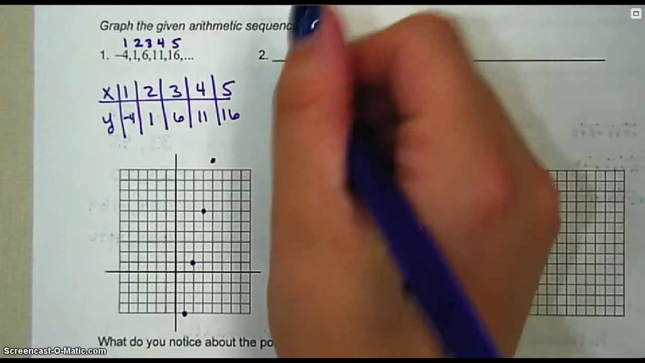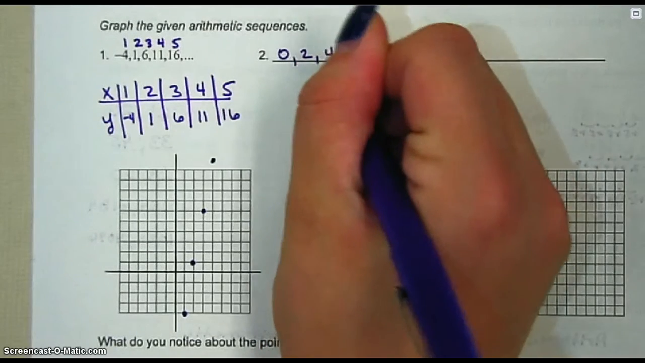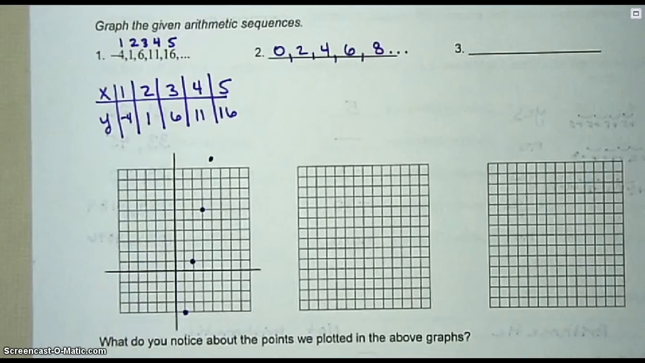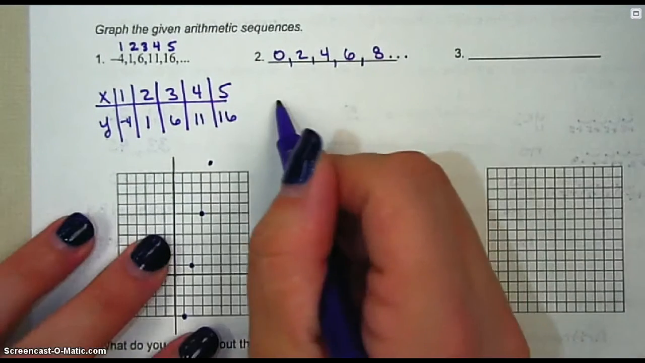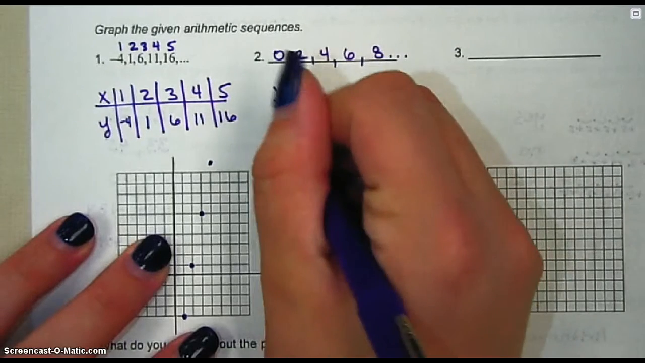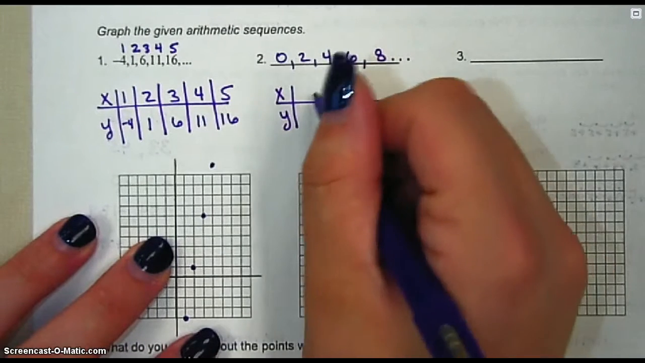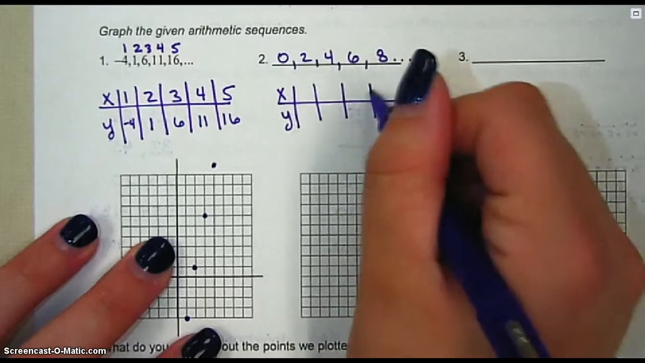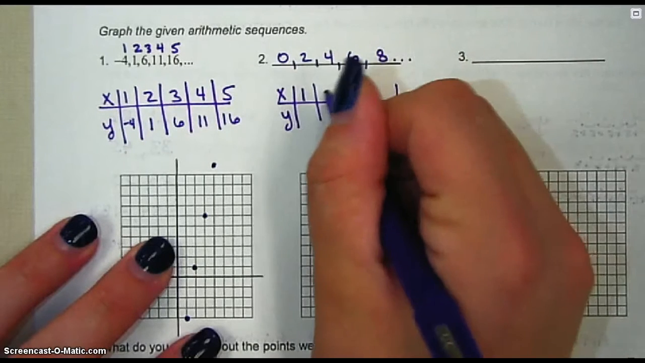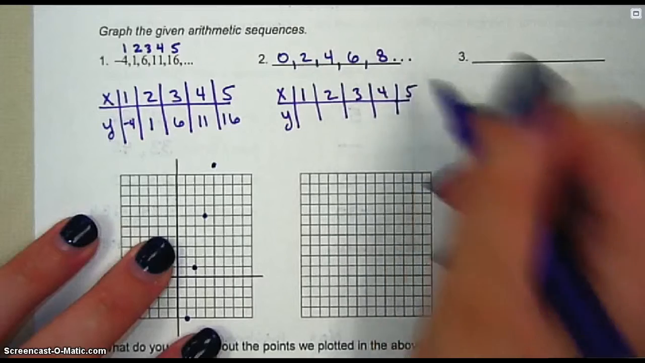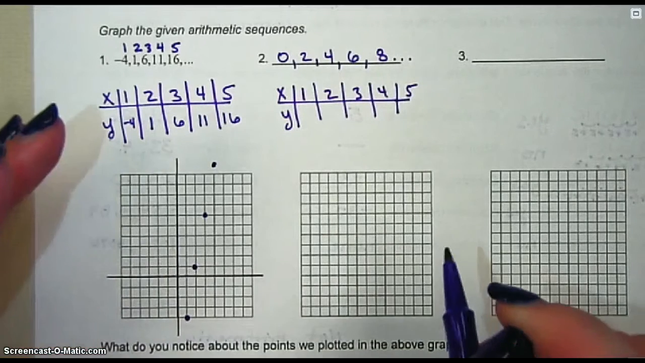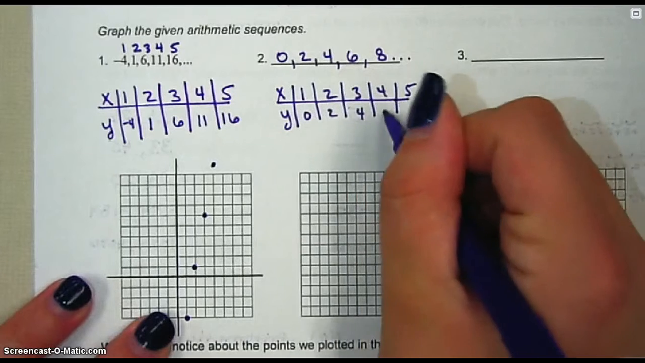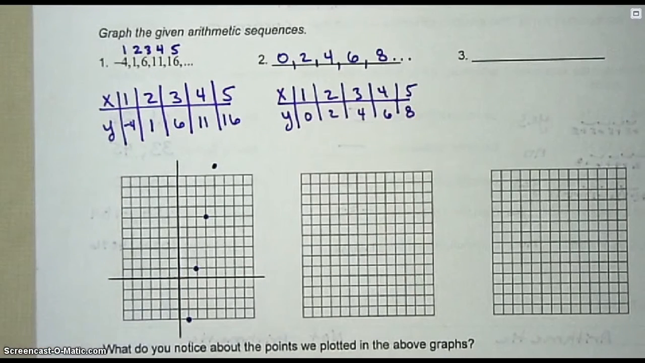So number 2 is 0, 2, 4, 6, 8. First thing we're going to do is make a table. X and Y. Remember, our X is always our term number. So we have 1, 2, 3, 4, 5. So that's what I'm going to write for X. 1, 2, 3, 4, 5. You're never going to have negatives here because you don't start with a negative 1 when you count. You count with 1. 0, 2, 4, 6, 8 is the term.